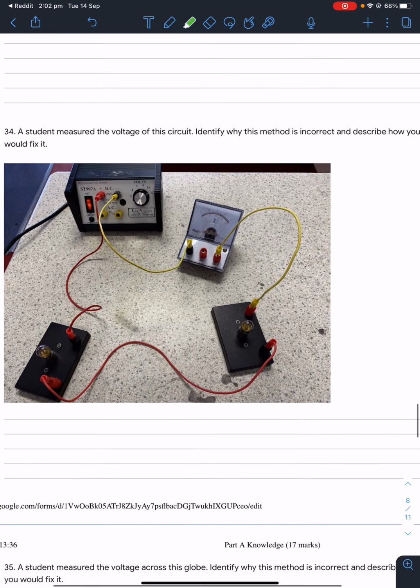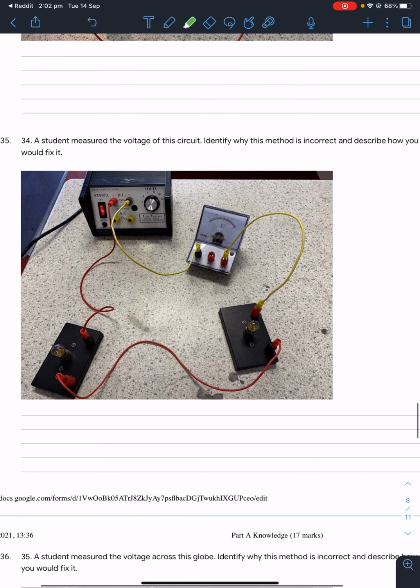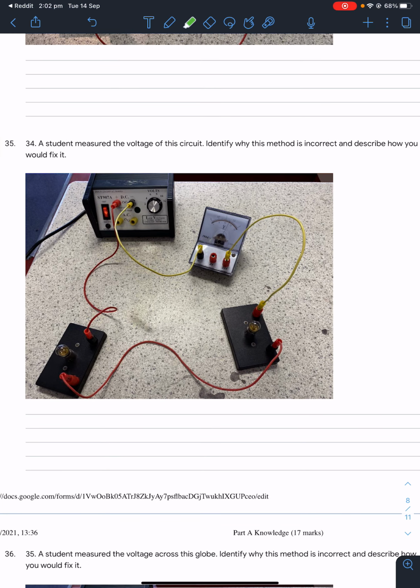All right, next question. What's wrong with this one? Okay, have a look at the question. The student measured the voltage of this circuit. Okay, to measure the voltage of the circuit, you've got to measure the voltage across the output. Okay, definitely haven't measured there.